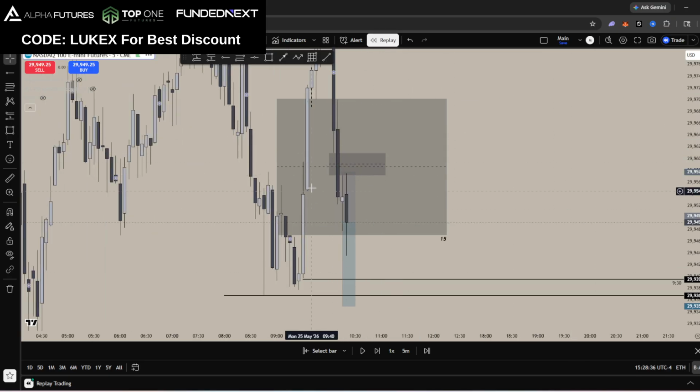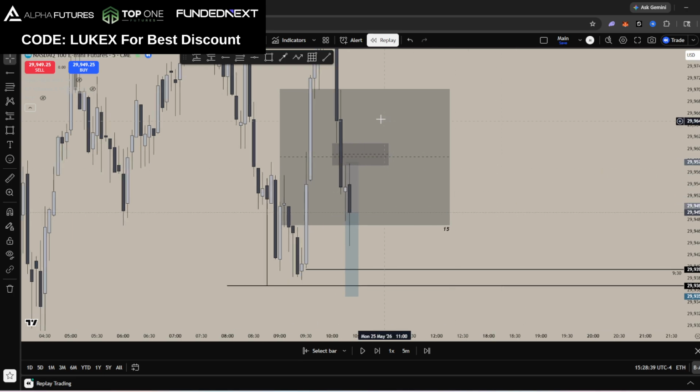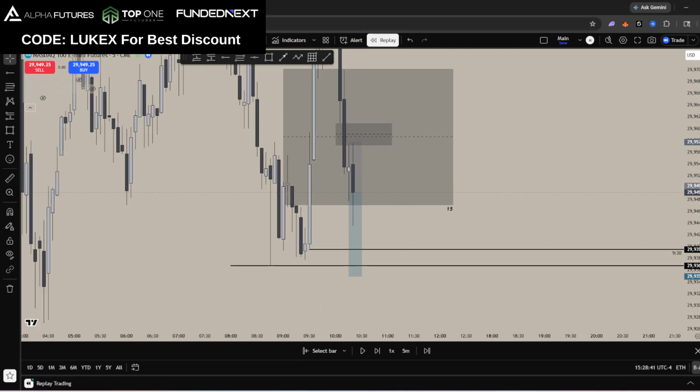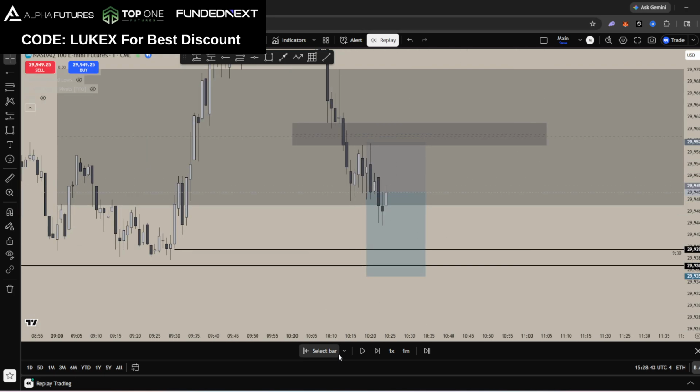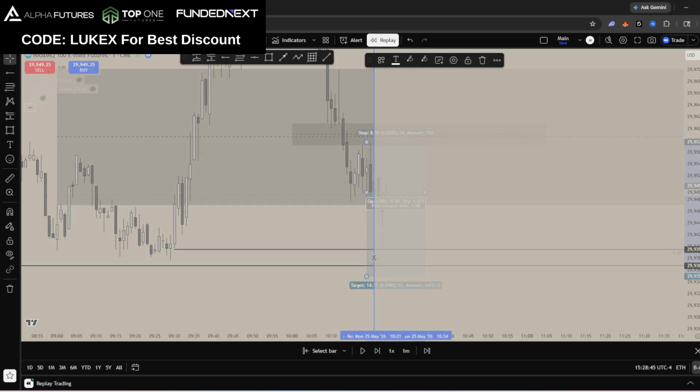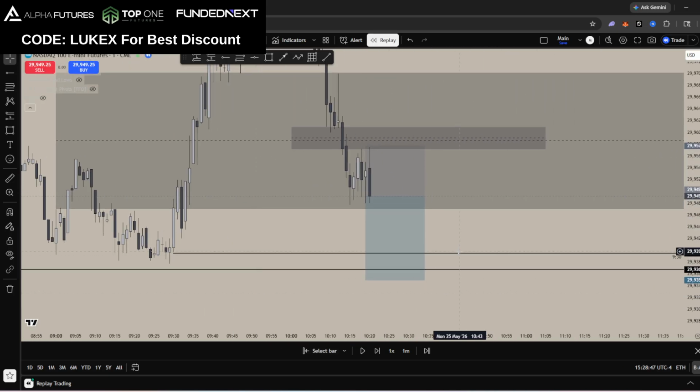So therefore, I'm looking at this like a continuation. We're respecting this 5-minute. If we get confirmation, I want to short. Scaling down, I take my entry off of this 1-minute close right here. I see strong momentum, strong volume. I take my trade there. I go break even at the 930 low, which was this low right here, and then I targeted just past.